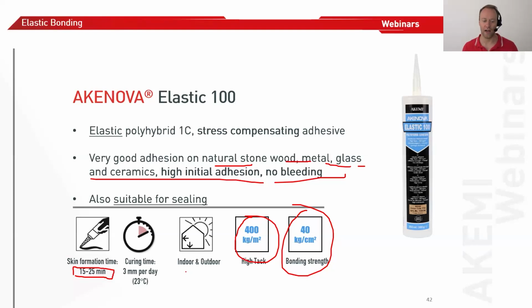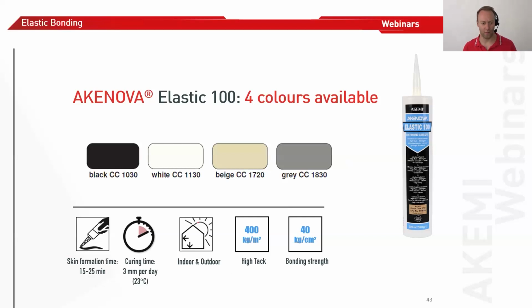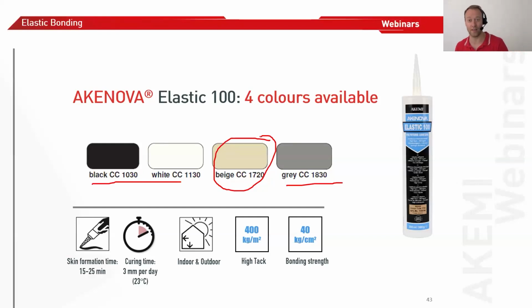Of course, all the Akenovas can be used indoors and outdoors. They're UV stable, they don't lose any grip outdoors. They are temperature resistant from -25 to, I think, 110 or something like that. So it has a huge range of application possibilities, and we have it in 4 different colors. The elastic version in standard black and white, in a gray which comes close to this brushed stainless steel color, and a nice beige one for all the limestones and also ceramics with these limestone colors or decors.